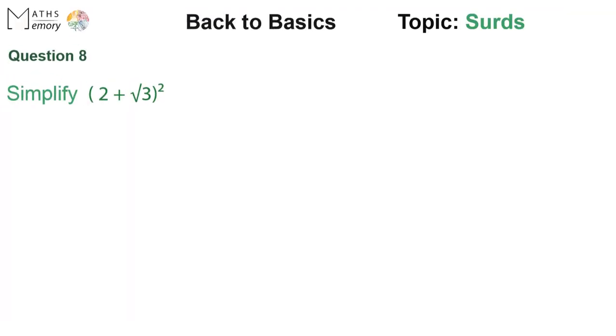Question 8, back to basics. Simplify this expression over here and press play when you're ready. So the first thing we're looking at over here is the squared little power over here. So what you want to do is write this out twice: 2 plus root 3 and also another 2 plus root 3. We have two brackets, so we're going to square each one. And this looks much more familiar.